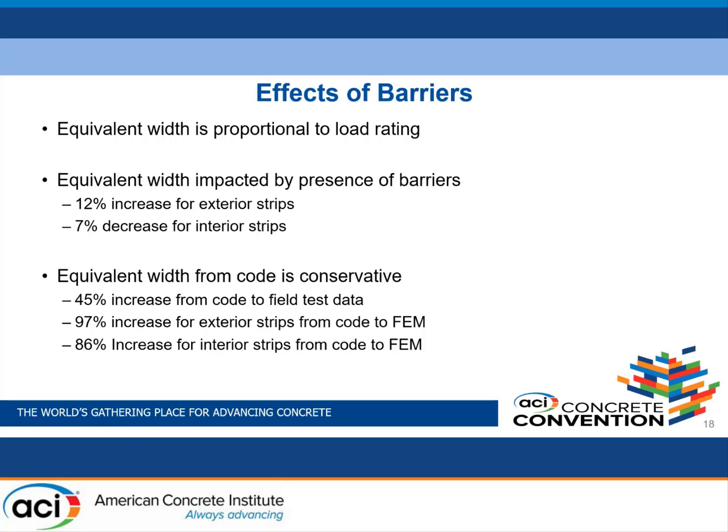The load distribution, or the equivalent width, could increase by 45% going from code to field test data, and it could increase by 97% for exterior strips going from code to finite element model data. It could increase by 86% for interior strips going from the code to the finite element model data. So based on this, for the bridge in question, the load rating can be increased, and the barrier does provide a small increase in load distribution for an exterior strip of the bridge. However, for an interior strip, it seems to have either a negative or almost negligible impact, and doesn't improve the load distribution.